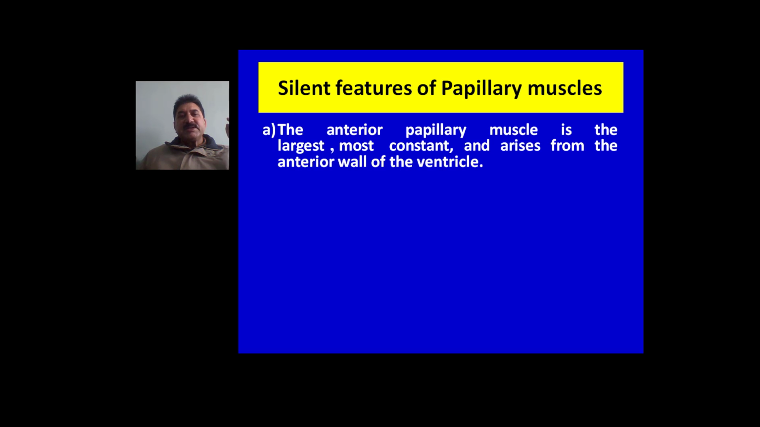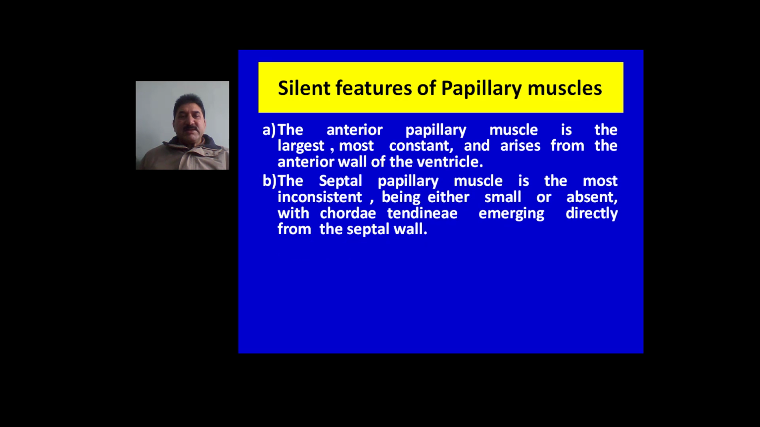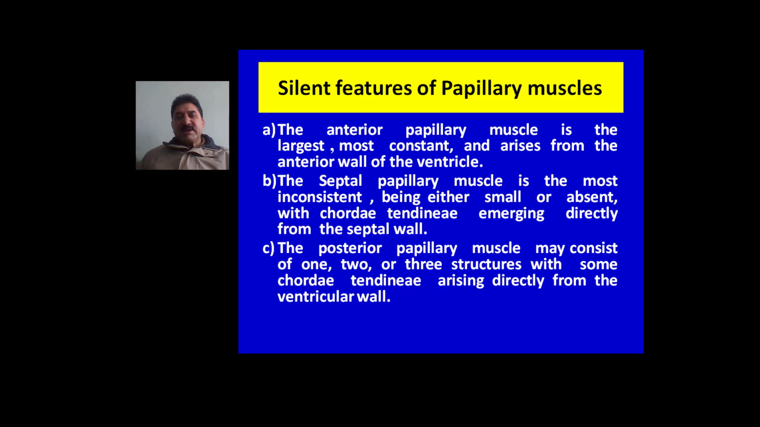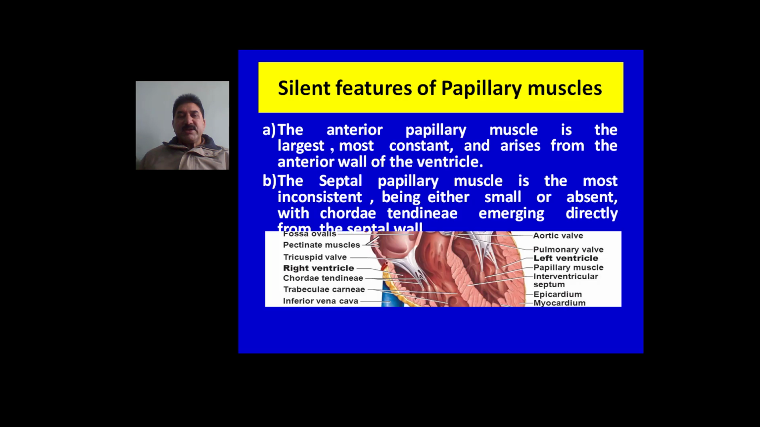What are salient features of papillary muscles? The anterior papillary muscle is largest, most constant, and arises from the anterior wall of the ventricle. The septal papillary muscle is the most inconsistent, being either small or absent with chordae tendineae emerging directly from the septal wall of right ventricle. The posterior papillary muscle may consist of 1, 2, or 3 structures with some chordae tendineae arising directly from the ventricular wall.